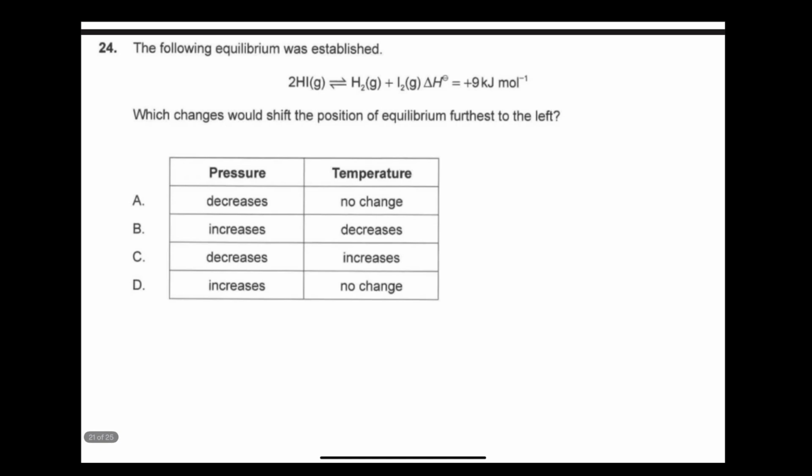Now next, the following equilibrium was established: 2HI gives you H2 plus I2. Which changes would shift the position of equilibrium furthest to the left? First, for pressure: moles of gas are 2 on both sides. So even if I increase or decrease pressure, that will have no effect on the position of equilibrium. So if I'm changing pressure, I'm technically wasting money. The pressure options are irrelevant to us now.